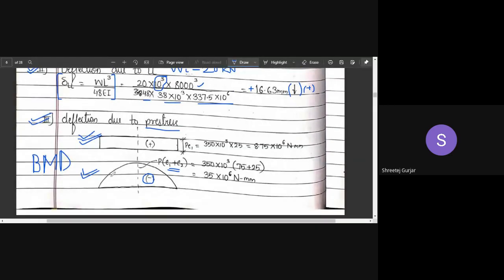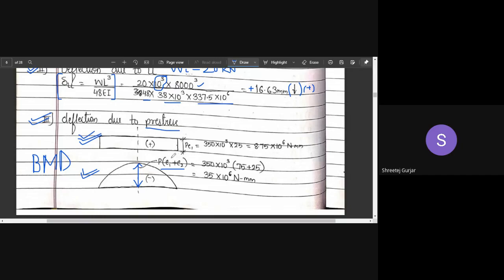How is it varying? It is varying in the form of a parabola. This is also a standard result, and you can use it for the coming numericals also. So remember, the first is a positive P into E1, and the second bending moment diagram is negative. It is hogging, a parabola with a maximum value at the center span, that is nothing but P into E1 plus E2, where P is your pre-stressing force and E1 plus E2 are your eccentricities.